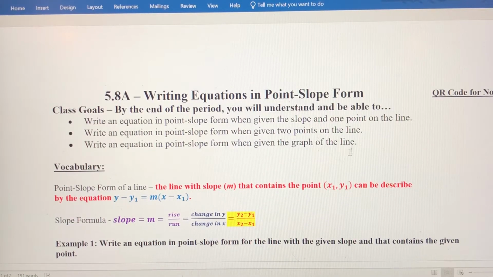Okay, so this is part 3 here. We're going over the third bullet. We're writing equations in point slope form, and this time we'll be doing so when we're given a graph.